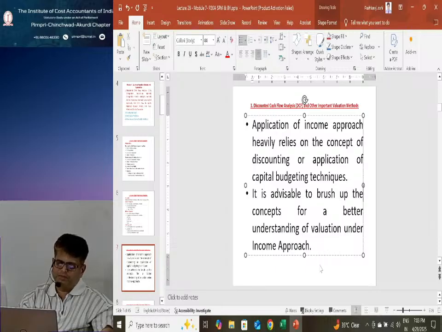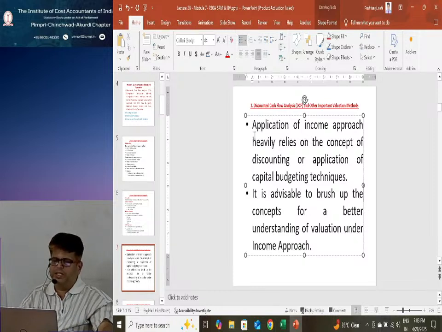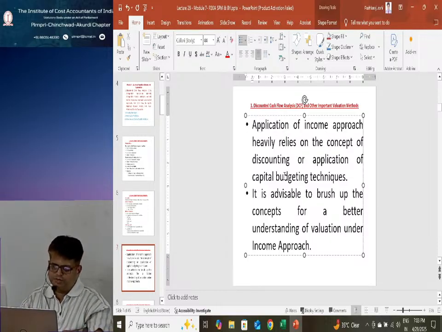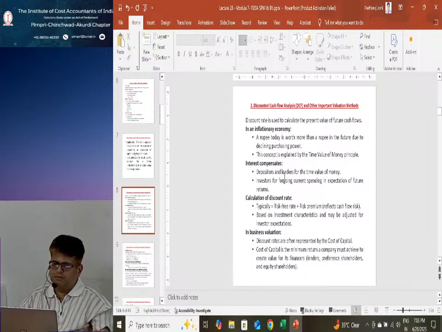So it is advisable to brush up the concepts for a better understanding of valuation under the income approach. Now, which concepts? Typically the present value, capital budgeting techniques, what is meant by discount rate, etc. And anyway we are going to cover that in the syllabus also. So the discount rate per se.